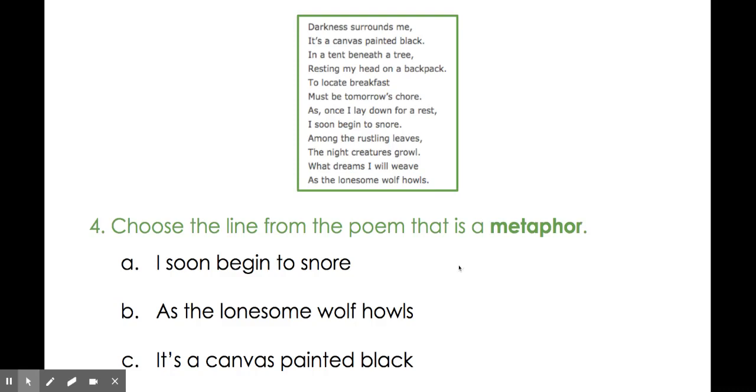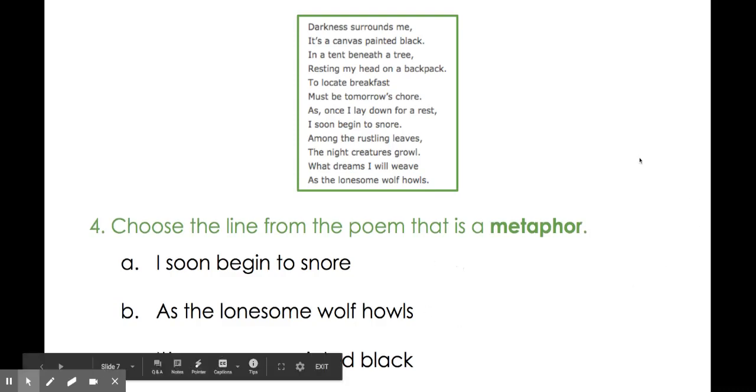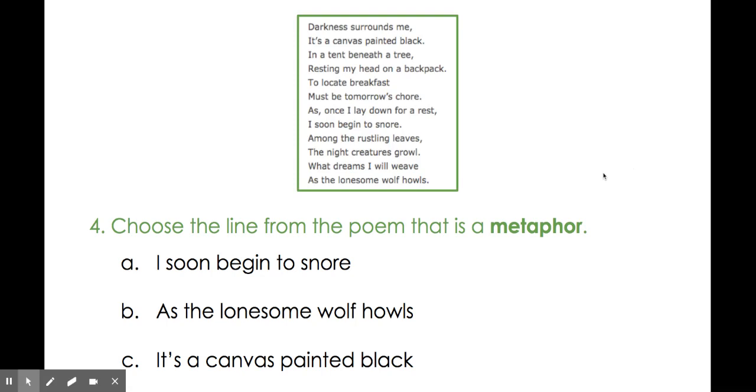Okay, let's read our answer choices and see which one is comparing two things by saying that one thing is another. A, and begin to snore. Okay, is this comparing two things? Remember, when we're comparing two things, a thing is a noun. In A, we only have one noun and it is I. So it is not a comparison. B, as the lonesome wolf howls. Are we comparing two things? No, we only have one thing or one noun in this line, and that's the wolf.